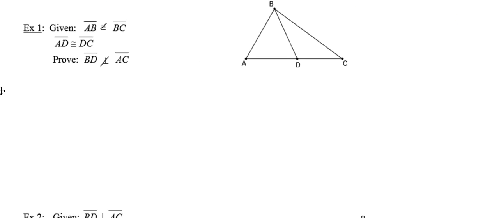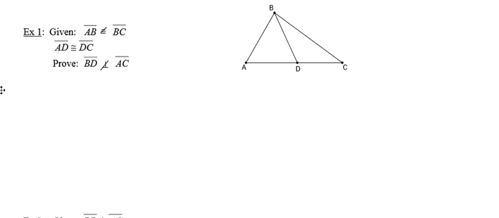We're given that segment AB is not congruent to segment BC. We're given that segment AD is congruent to segment DC. And we're trying to prove that segment BD is not perpendicular to segment AC. Now, the big clue in this problem that tells me that I'm going to have to use the method of indirect proof is that little word not in there. So there's my hint that tells me I'm going to have to prove this indirectly.